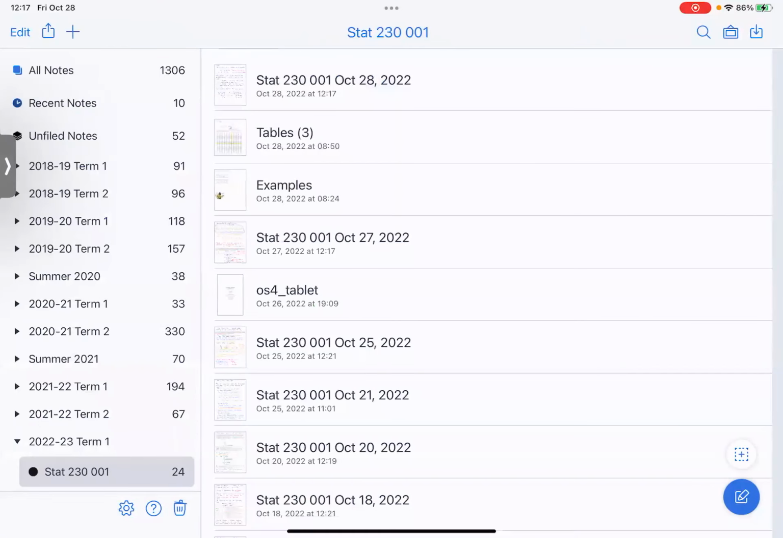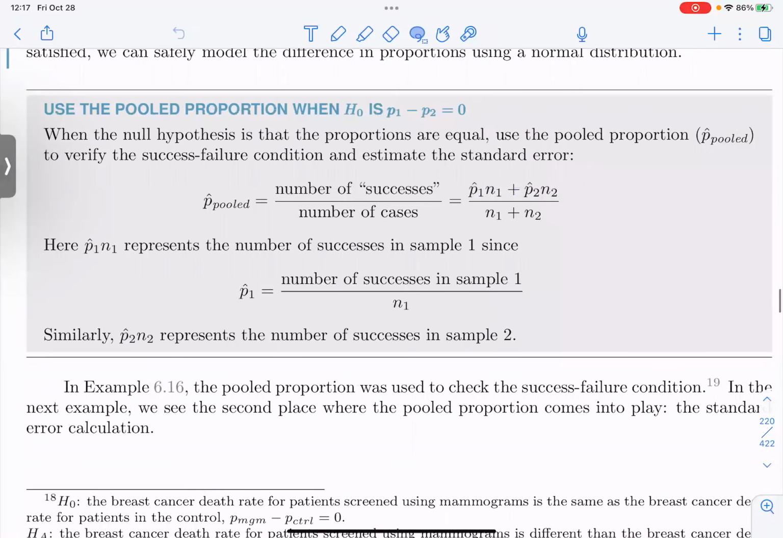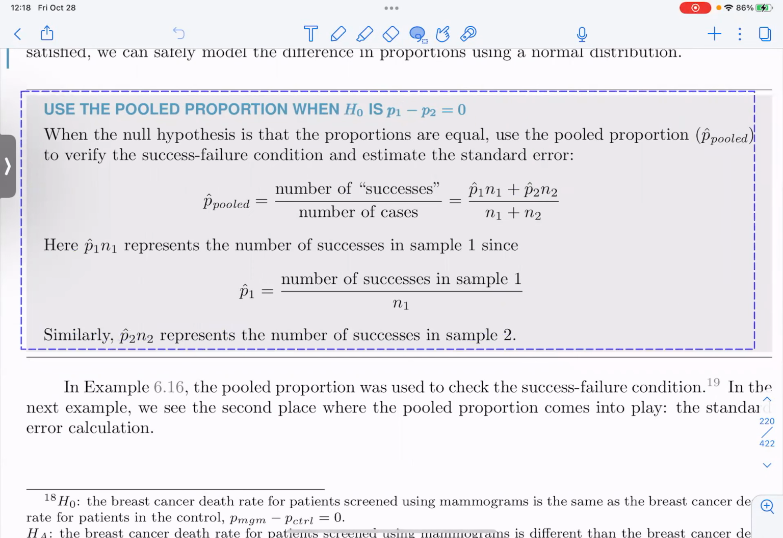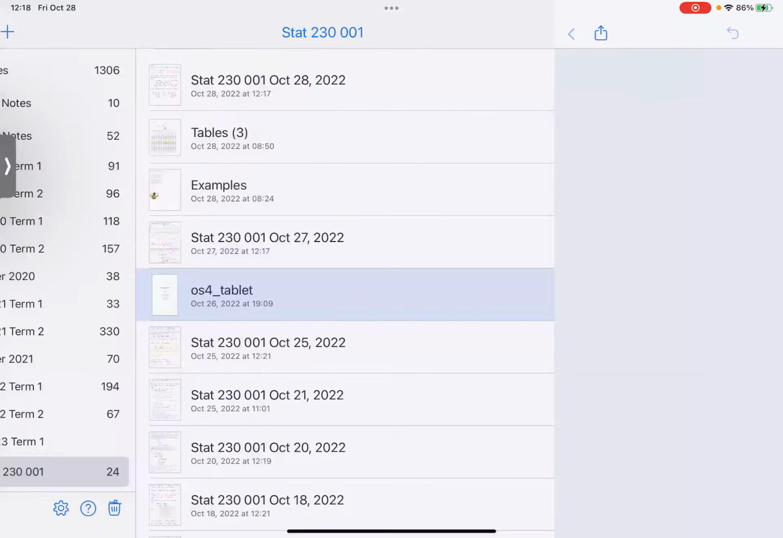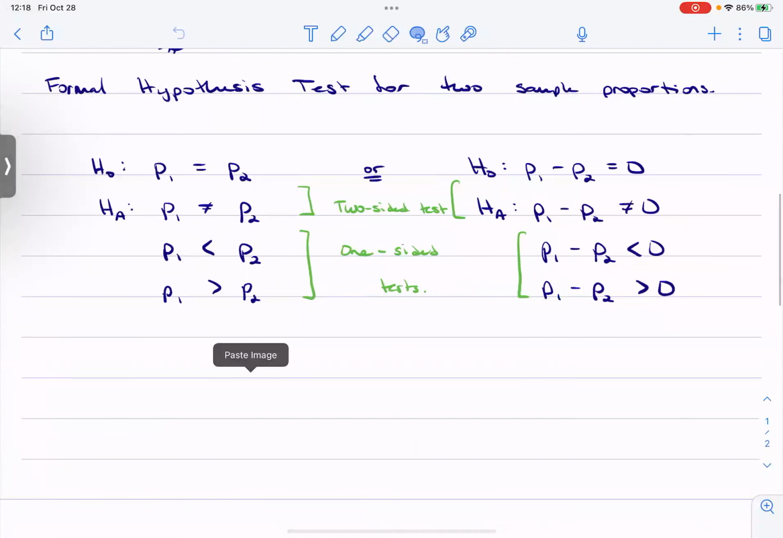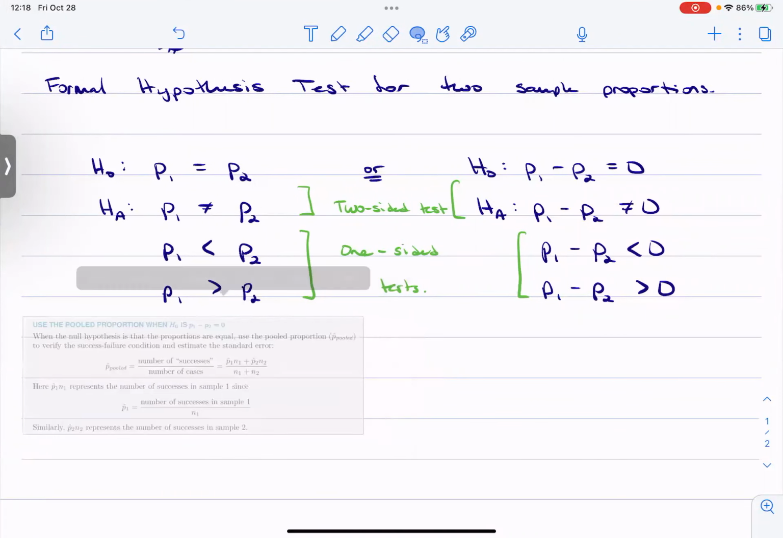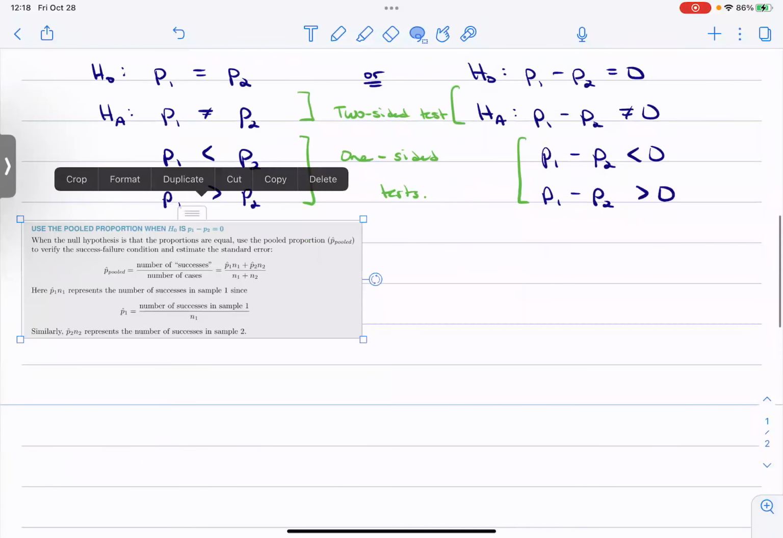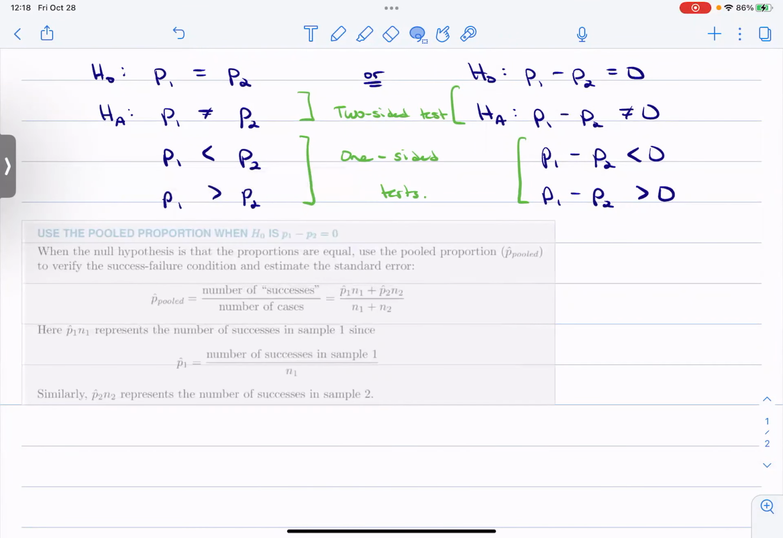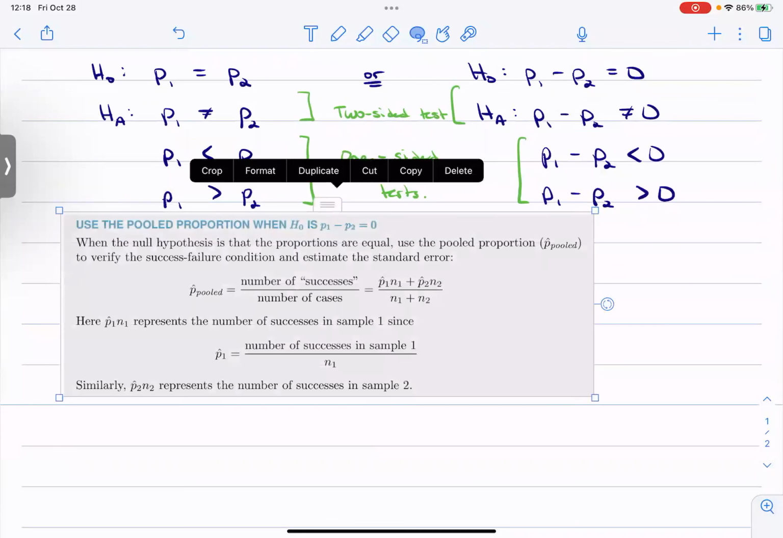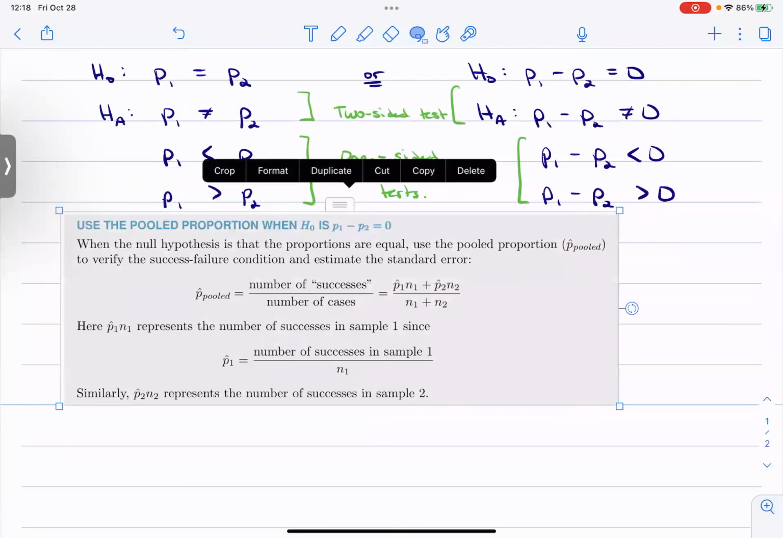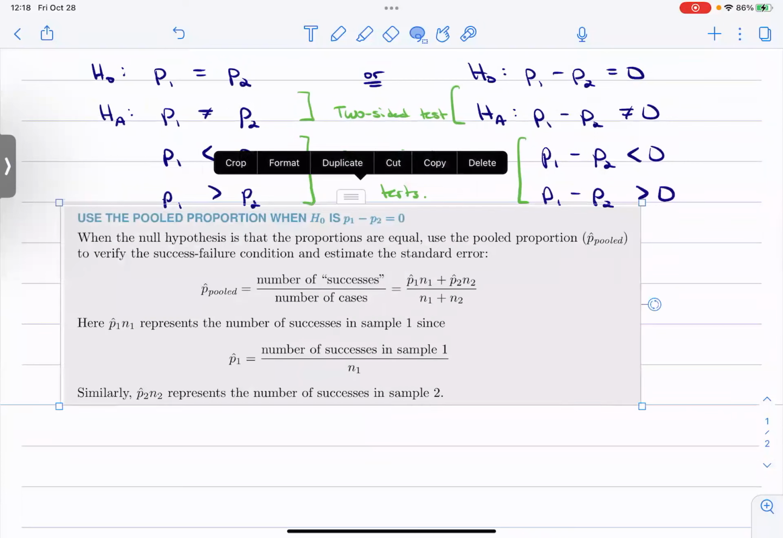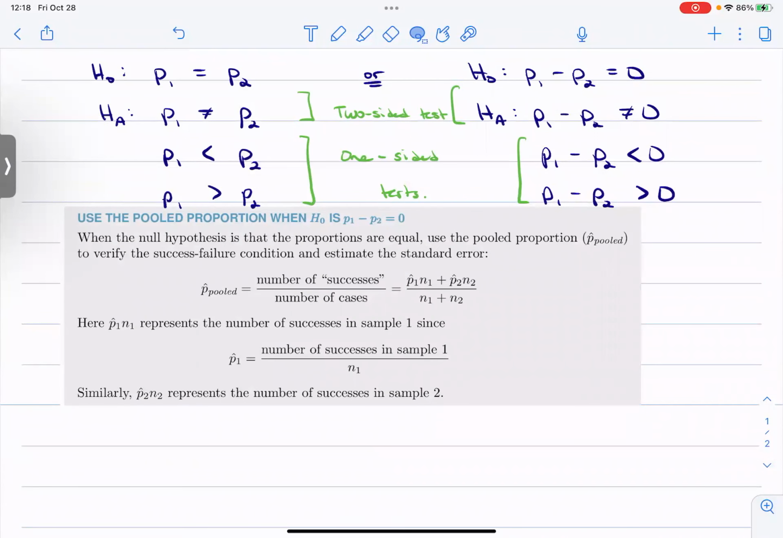Okay, so I'm going to steal the blurb from the textbook. Okay, let's see if I can make this a little bit bigger here. Whee! Love to make it bigger. There. Contained to one page here.